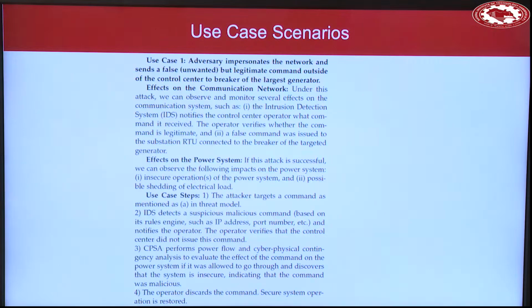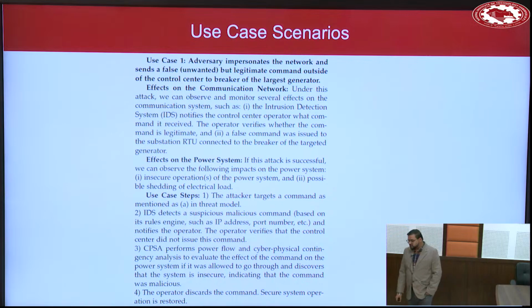And then you need to think about what you want to develop that will help in this scenario. So we derive certain use cases: what the attacker targets, what the impact will be on the system, and possibly what actions or steps we need to follow. So, use case 1 says the adversary impersonates the network and sends a false but legitimate-looking command from outside the control center to the breaker of the largest generator.